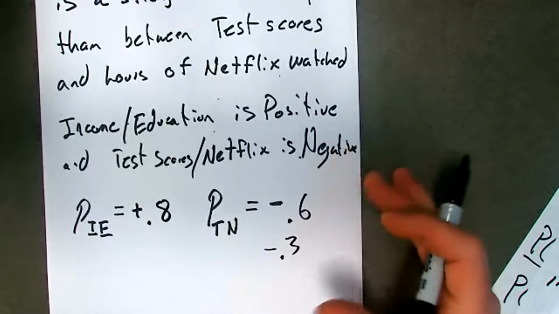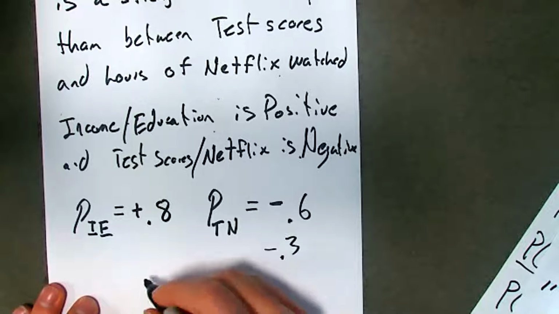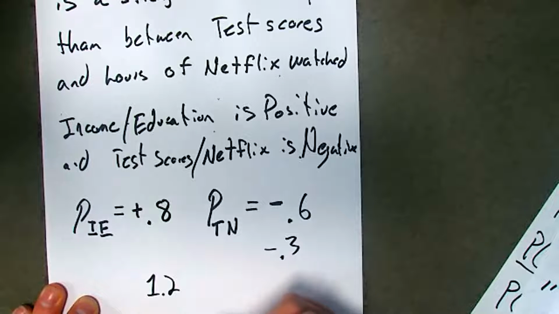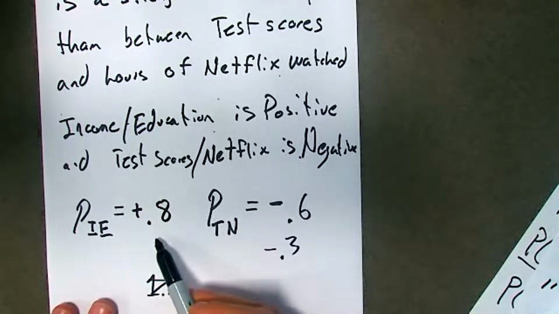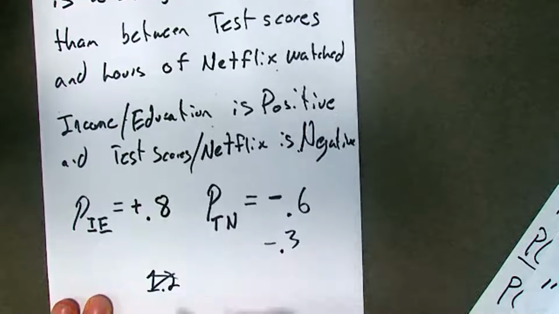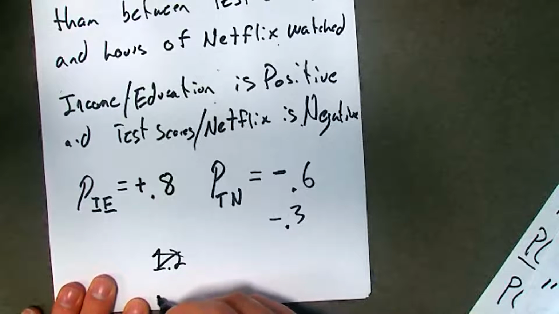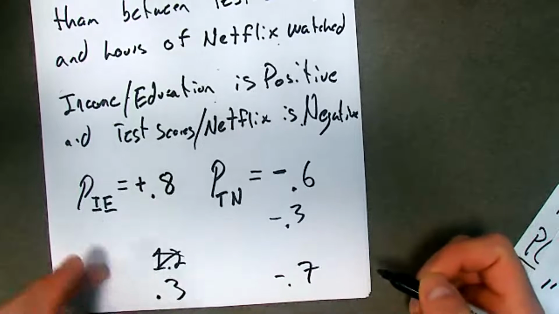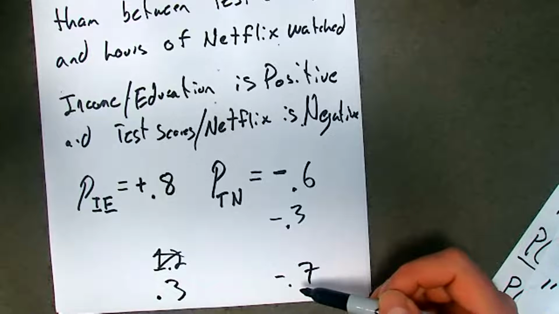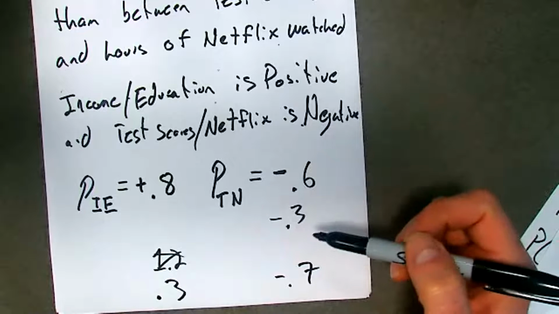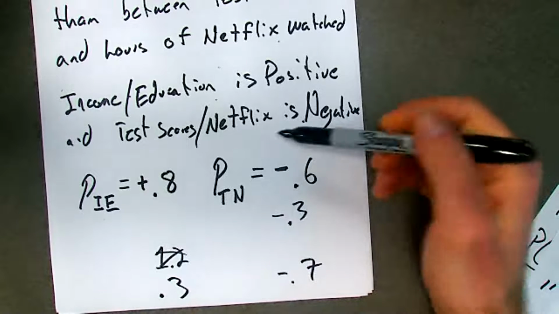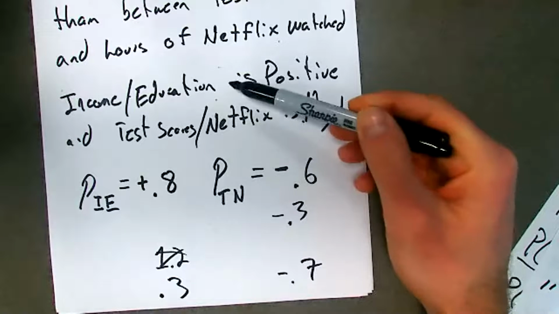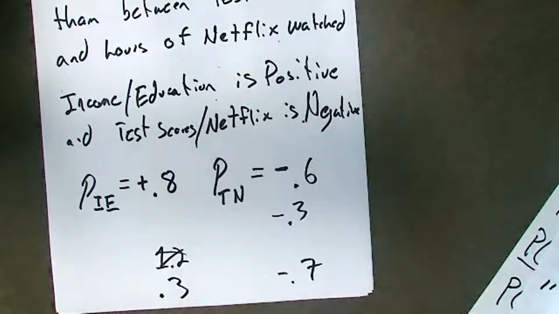Now, if you had possible answers like in a multiple choice where I said, you know, this correlation coefficient is 1.2, that doesn't make any sense, right? I can't ever see that. Or if I gave you possible correlation coefficients here, let's do 0.3 and negative 0.7, why couldn't those be the correlation coefficients given this information? Because what would this mean? Yeah, this would indicate that the relationship between test scores and hours of Netflix watched is stronger, right? And that's not what we were told. We were told the reverse, right?